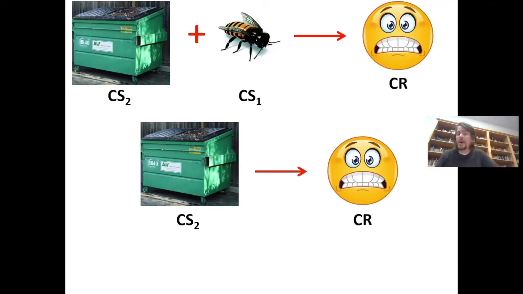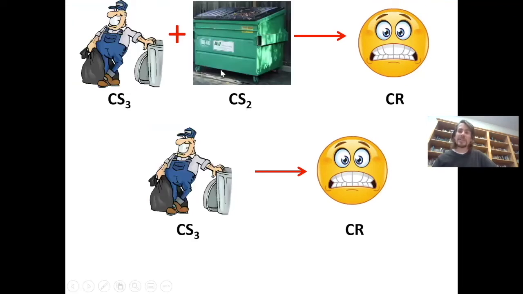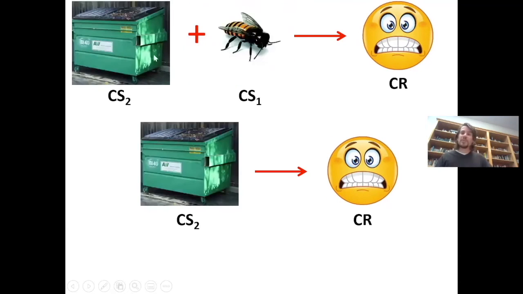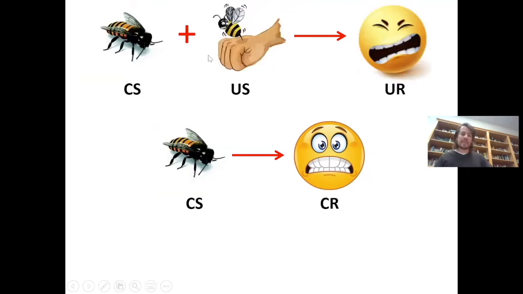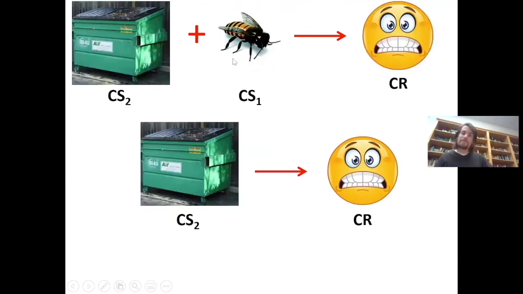I guess it's theoretically possible that you could continue this process almost indefinitely, right? So for example, if you pair that second order CS, the dumpster, with another neutral stimulus, like say the sight of your garbage man, then that garbage man could become a third order conditioned stimulus, okay? So I mean, you could acquire a fear of the garbage man because you associate the garbage man with the dumpster, you associate the dumpster with bees, and you associate bees with bee stings, right? In theory, that could work.